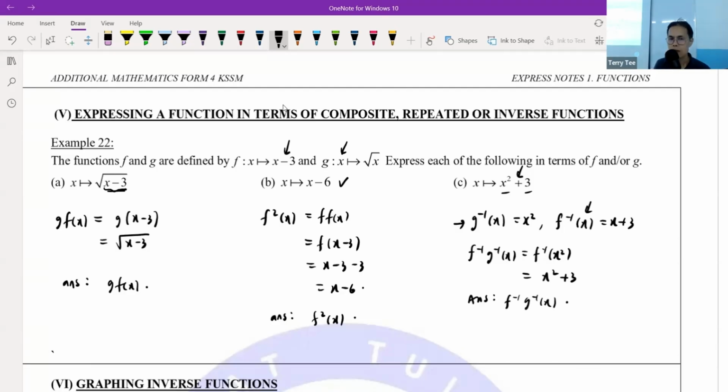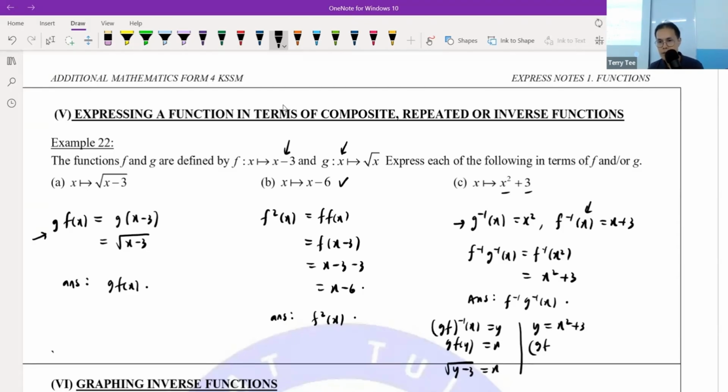Now, however, some of you may say, I noticed that this, in fact, is this inverse. You realize that or not? If you take this and inverse it, you square first, then you plus 3, you're actually getting exactly the same thing. So another way of doing it is you already know your gf here. We just take this and inverse it. You let it be y. You know your gf(y) is now x. Square root of y minus 3 is x. Make y the subject. Your y is x squared plus 3. So y is gf inverse x, x squared plus 3.